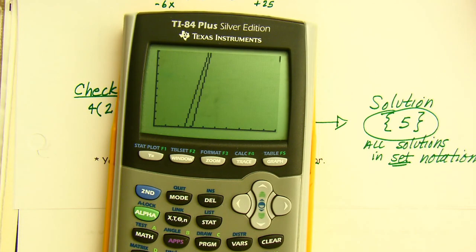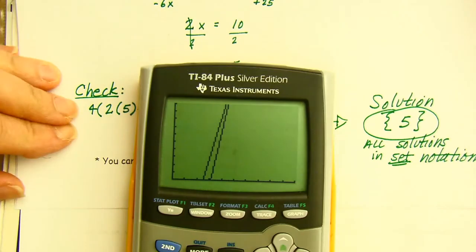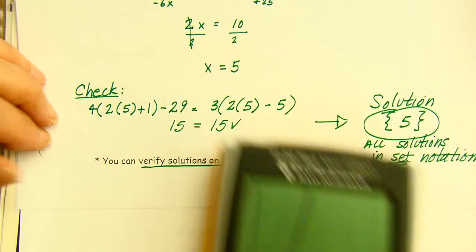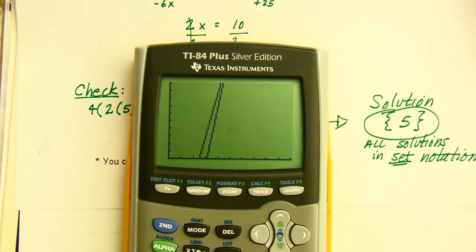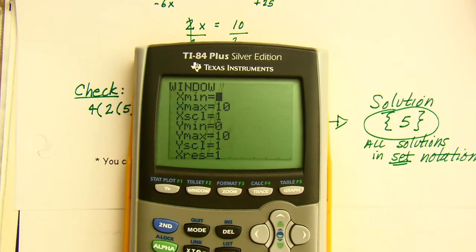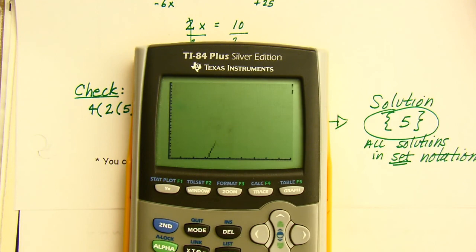It's up there too high. And take notice that my y value is expected to be 15. So maybe I want to change that to 20. So window, y max, I'm going to make that 20. Better yet, make it 25. And now I can see the intersection a little bit better.